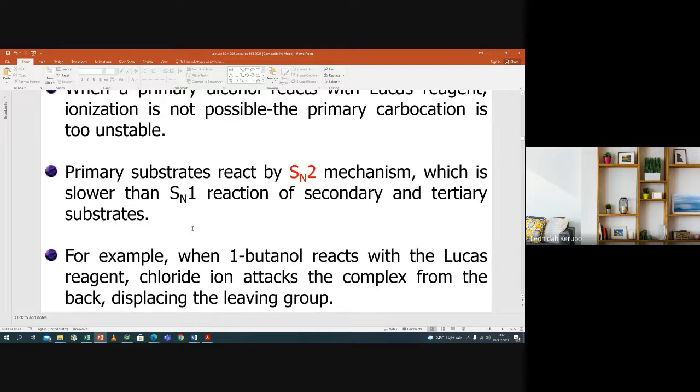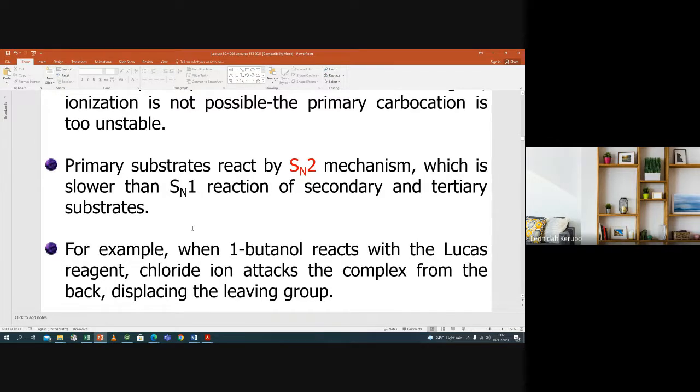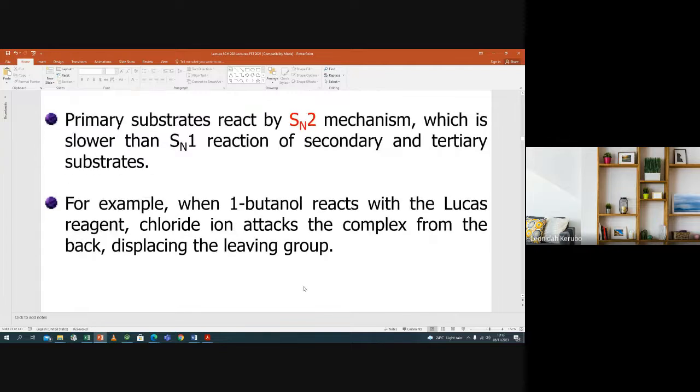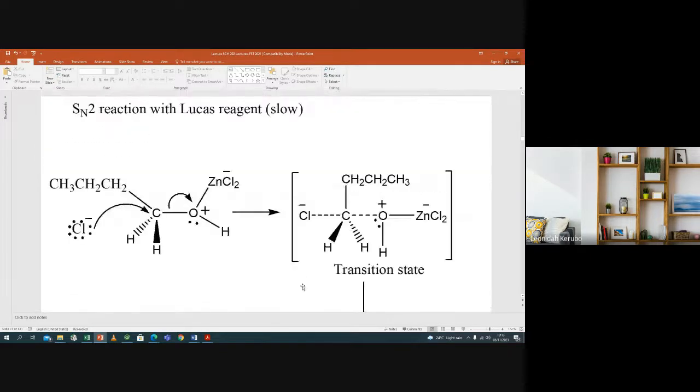But tertiary and secondary alcohols or substrates can proceed through carbocation formation, or ionization, to form the corresponding alkyl halides. So for example, when 1-butanol reacts with the Lucas reagent, the chloride ion attacks the complex from the backside, displacing the leaving group. So that's how the SN2 mechanism works. We will discuss it further. This is the SN2 mechanism with Lucas reagent, and it's usually slow. Only methyl and primary alcohols or substrates can undergo the SN2 mechanism, because the mechanism does not proceed via formation of a carbocation.